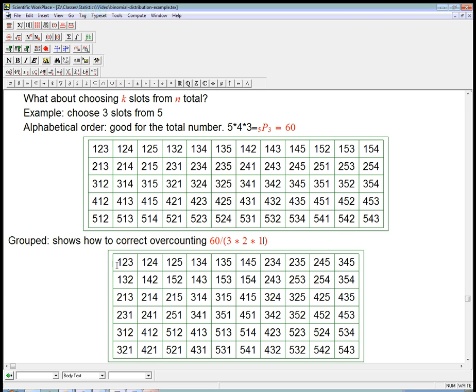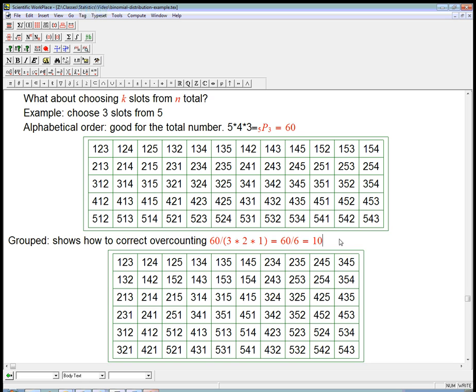Okay. So we're correcting the overcounting by just saying, now that I've got 3 objects, how many ways can I just reorder? It's called permuting. That's the technical term. How many ways can I permute those 3 objects? It's the same exact principle of count the number of ways for the first one, then the second one, which is 1 less, then the third one, which is 1 less. And finally, we get the right answer. 60 over 6 equals 10. That's how many ways you can choose.